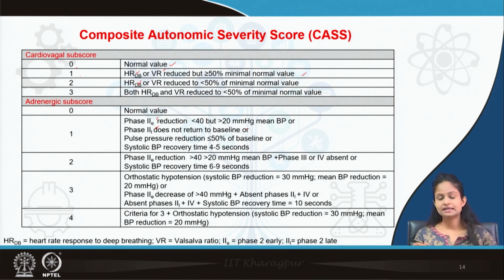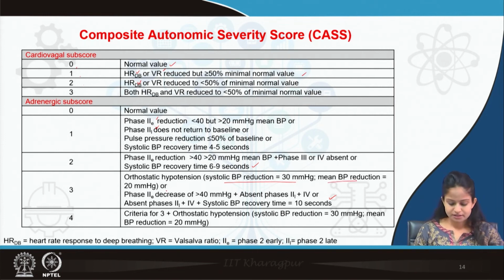If the recovery is not done between 4 to 5 seconds, then it is 1. If the recovery is not done before 6 to 9 seconds, then it is 2. If the recovery is taking more than 10 seconds, then it is 3 and 4. Now, in general, adrenergic subscores 3 and 4 state orthostatic hypotension, where the systolic blood pressure reduction is 30 millimeter of mercury and mean blood pressure is reduced by 20 millimeter of mercury.